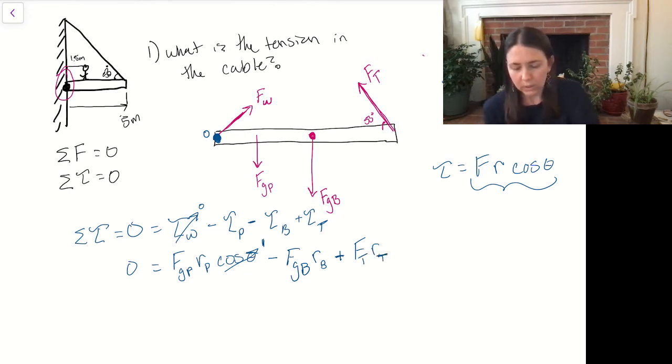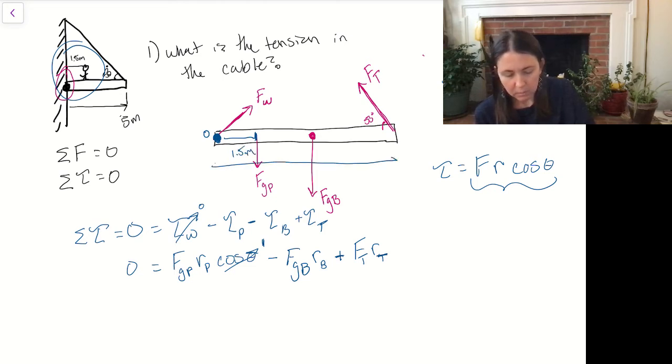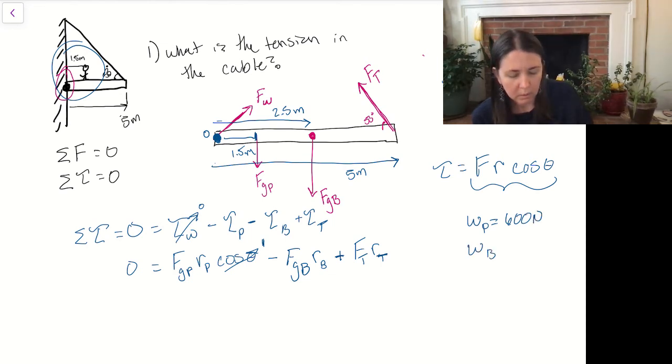When I look at this again, I know from my picture that my person's radius is 1.5 meters. The length of the beam is 5 meters, and so that means half the length of the beam, where the force of gravity acts, will be 2.5 meters. So I can put those in there. Let's go ahead and give some values for the person and the beam. Let's say that the weight of the person is 600 newtons and the weight of the beam, let's make it lighter, is 300 newtons.